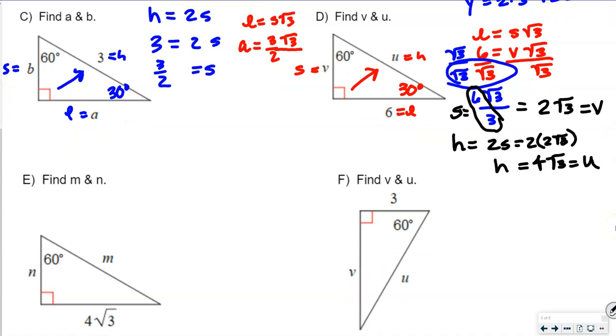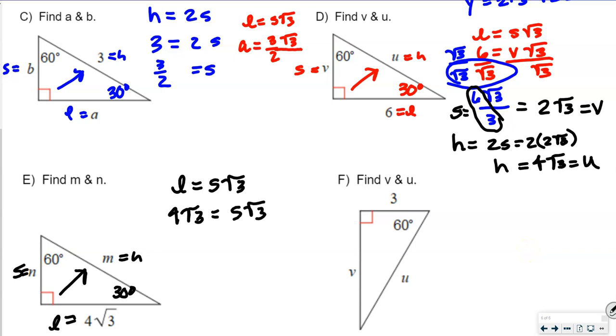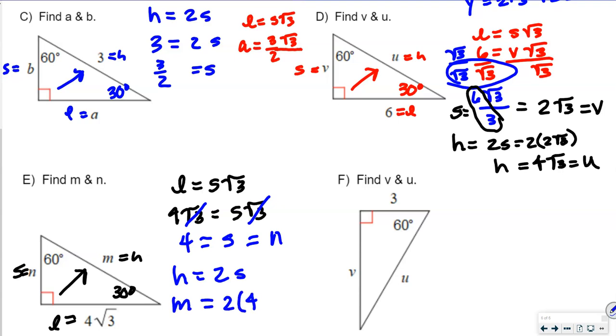It says find M and N. So again, this is 30 degrees. So opposite that, that's my H. This is my short leg. This is my long leg. I'm going to use the long leg formula. L equals S square root of 3. So 4 square root of 3 is equal to S square root of 3. What happens? The square root of 3's cancel out, right? So S is equal to 4. Oh, and that's, by the way, N, right? Okay. H is equal to 2 times the short leg. So that's M is equal to 2 times 4, which is 8.